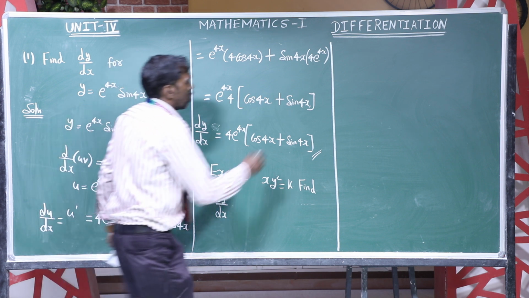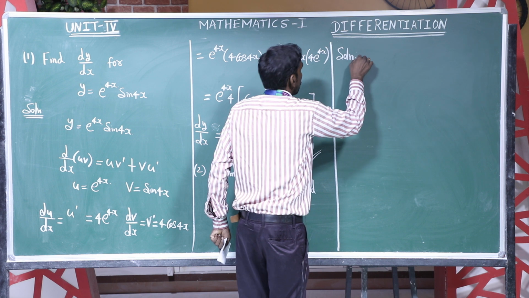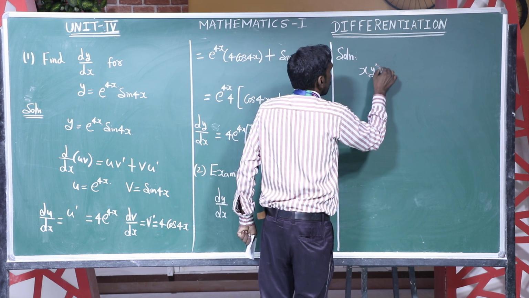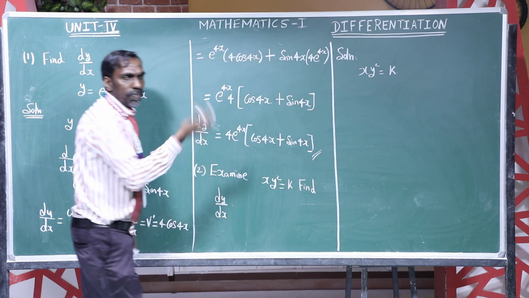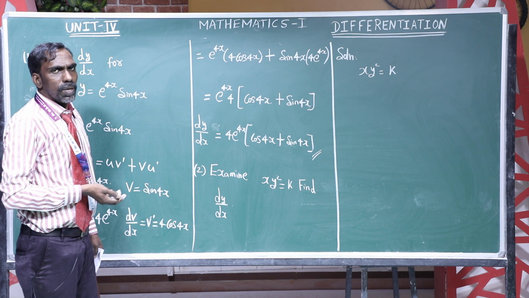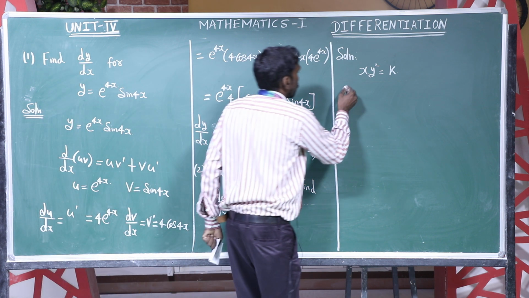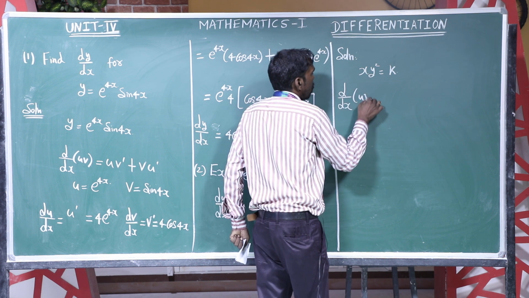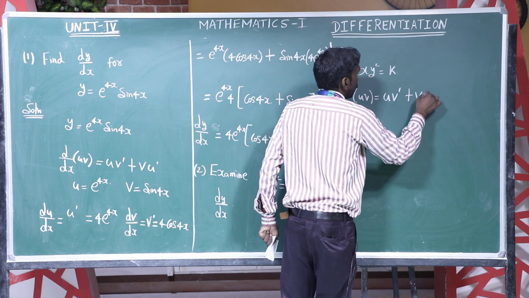So what do you have to find out now? What is given here? x y square equal to k. So this is also two different functions. If there are two different functions, you can use the product rule. Let me write the formula here again. This is our d by dx of uv formula: u v dash plus v u dash.